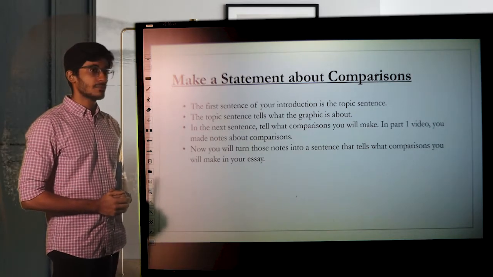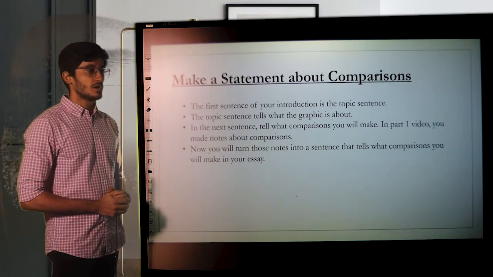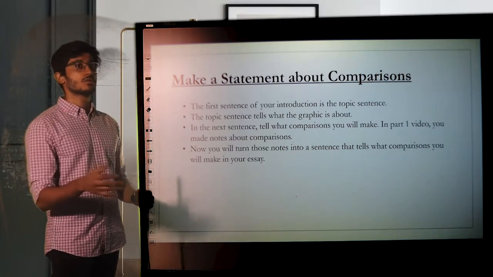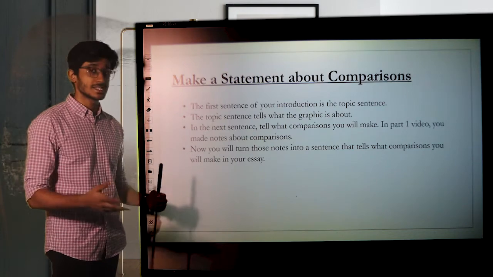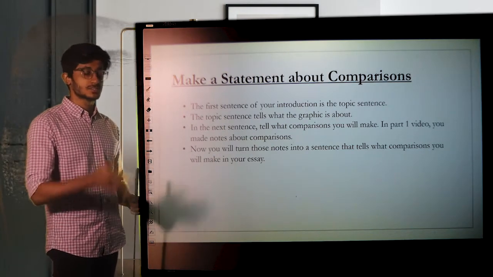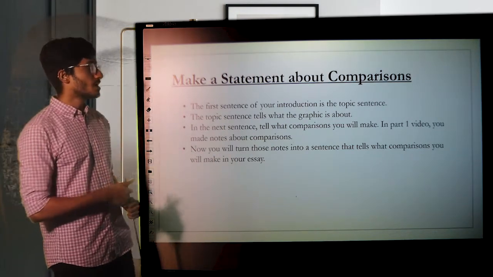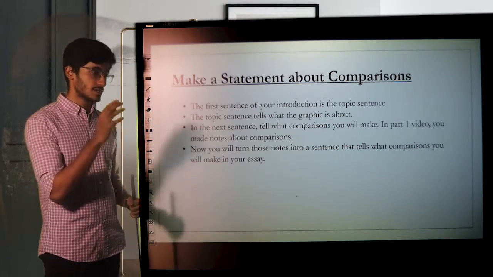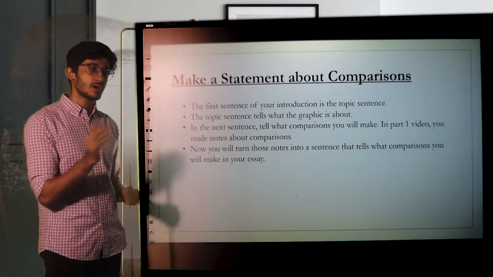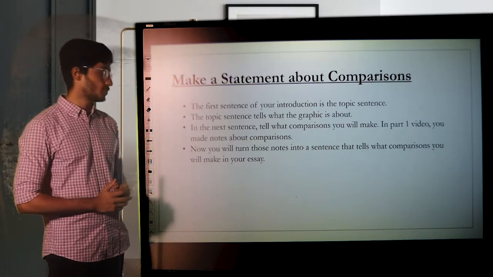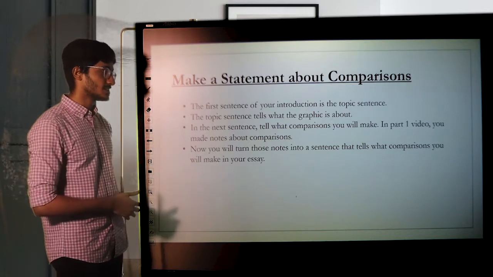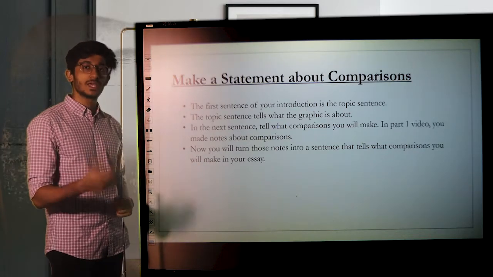You can't just say, cold coffee had this much sale in summer, whereas cold coffee had this much sale in winter. You can't say that. It's just out of context. You have to come up with a statement about the comparisons that's going to tell the examiner what the things are that you are comparing between. So now you'll turn those notes into sentences and tell what comparisons you will make in your essay.